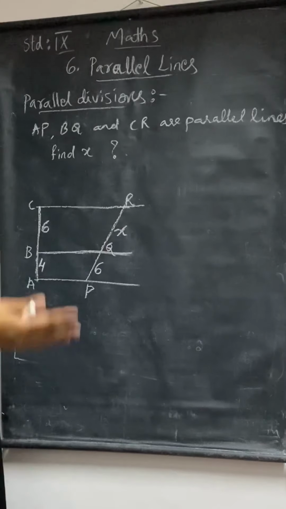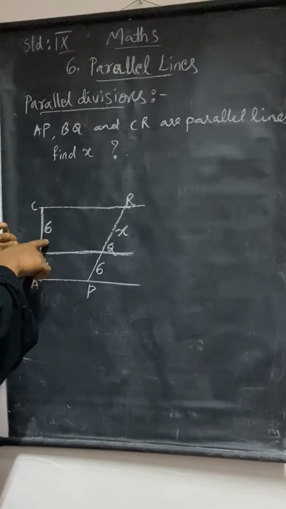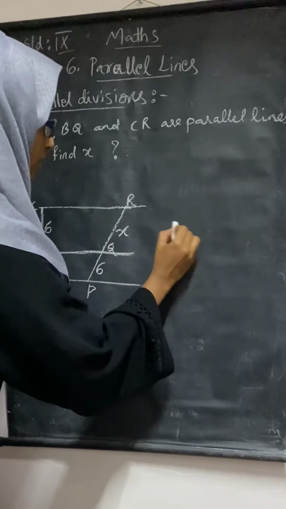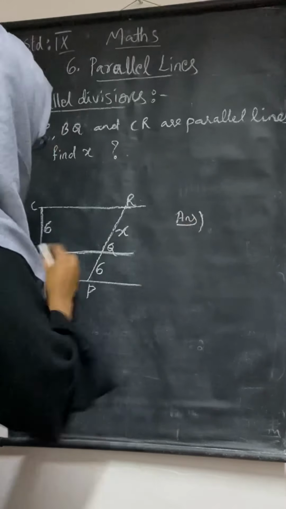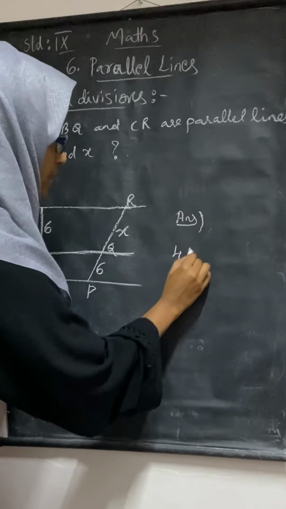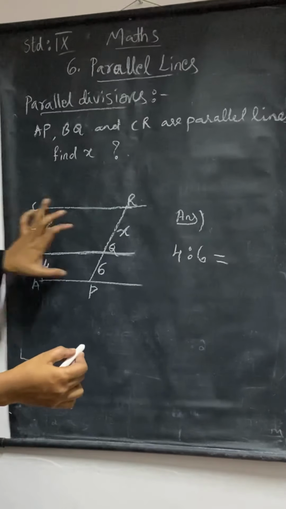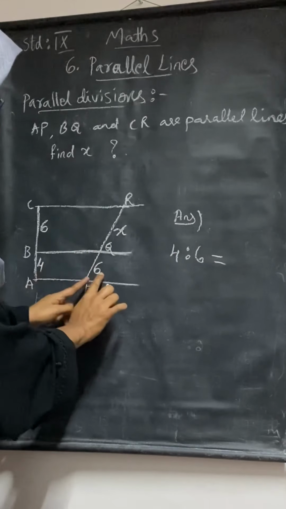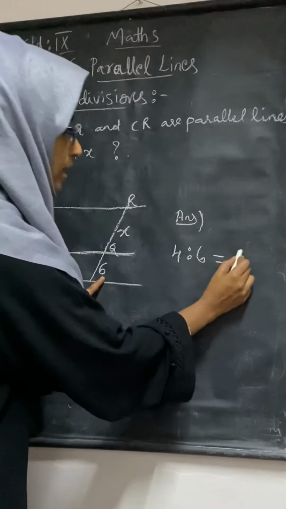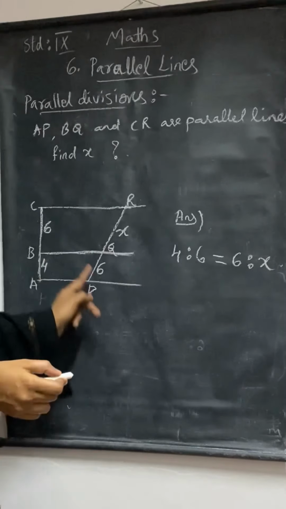So you have studied a is to b is equal to p is to q. So if we start from here, 4 is to 6. That is 4 is to 6 is equal to, whatever ratio comes here, the same ratio will be here. You start with the 4 on top, so you have to start with the 6 down only. 6 is to x. X we don't know. 4 is to 6 is equal to 6 is to x.